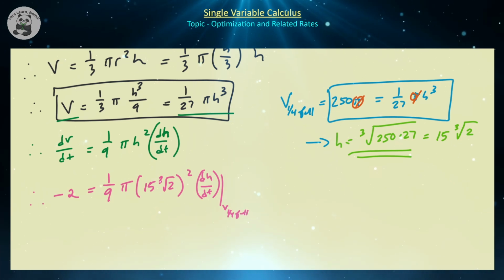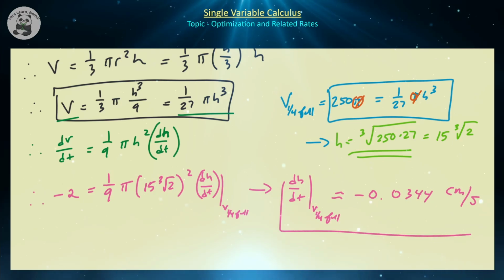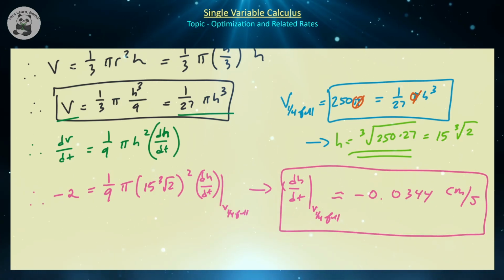So once we solve this particular equation for dh/dt, we can find that dh/dt when the volume is a quarter of what it used to be when t was equal to 0 is going to be approximately equal to negative 0.0344. And since this is height, this is just going to be a one-dimensional quantity. So this is centimeters per second, right? And since it's negative, that means it's decreasing, which matches our intuition.